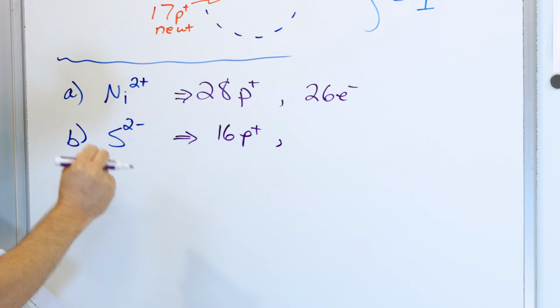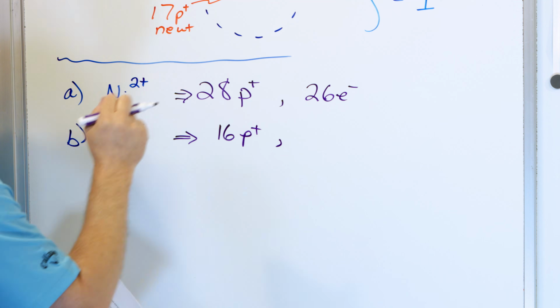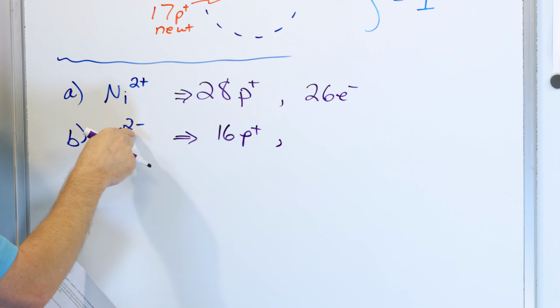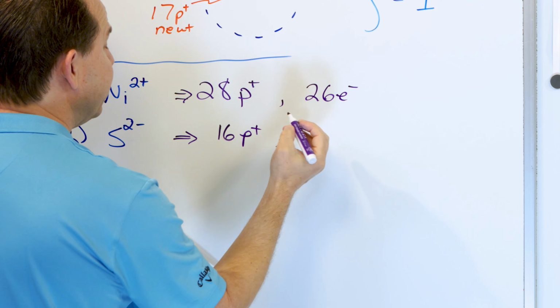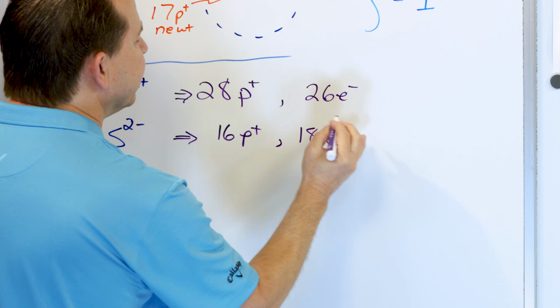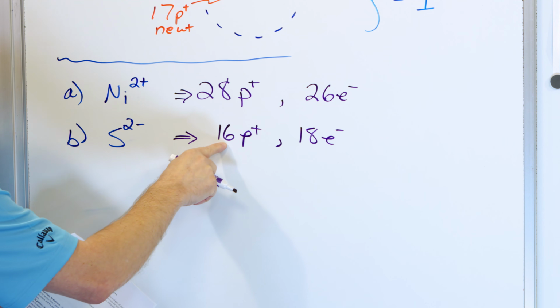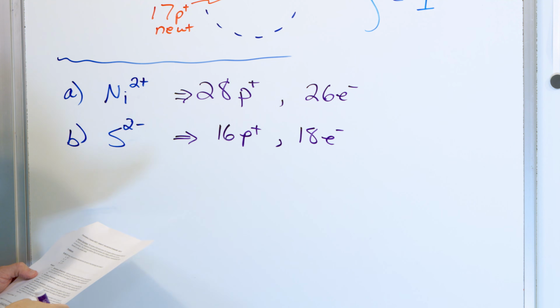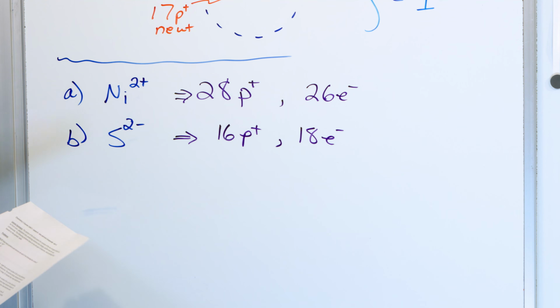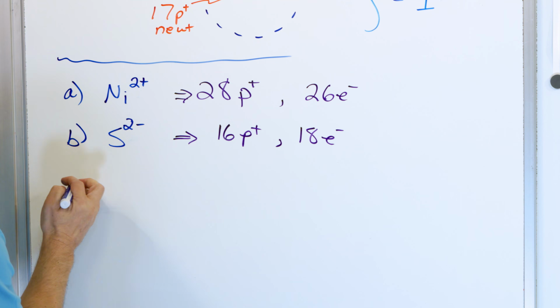Now the neutral sulfur atom would also have 16 electrons, but this one isn't neutral. It's got an overall charge of negative 2, or 2 negative. So it has to have 18 electrons altogether, 2 more than the balanced number, which would be 16. So 16 protons, 18 electrons. All right, 2 more of these.